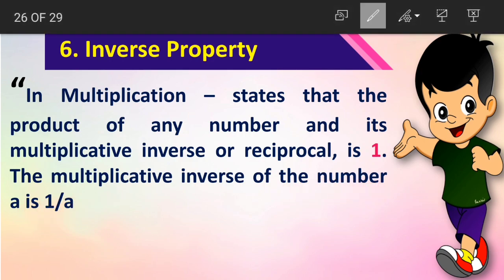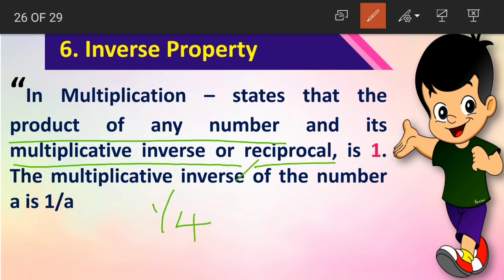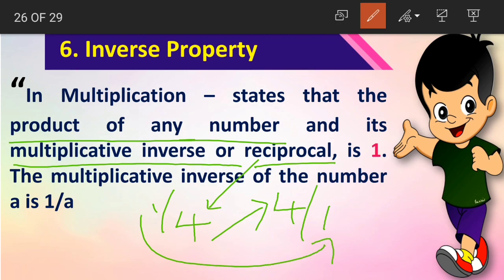Again, what is he saying here? The product of any number and its multiplicative inverse or reciprocal. Reciprocal means the reverse. If I have the fraction 1 by 4, the reciprocal will be 4 by 1. Okay? Reverse. Denominator becomes the numerator. Numerator becomes the denominator. Okay, children? Reciprocal means the reverse. Up becomes down. Down becomes up.